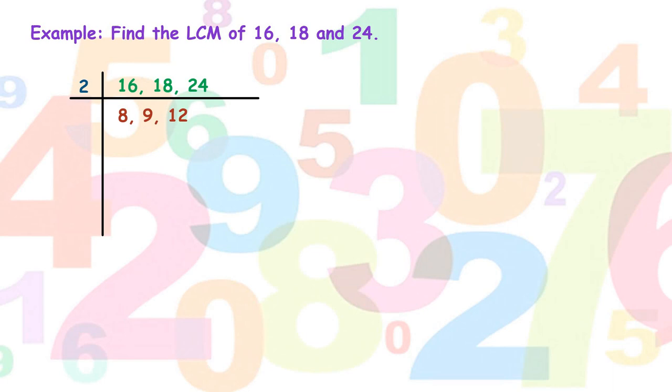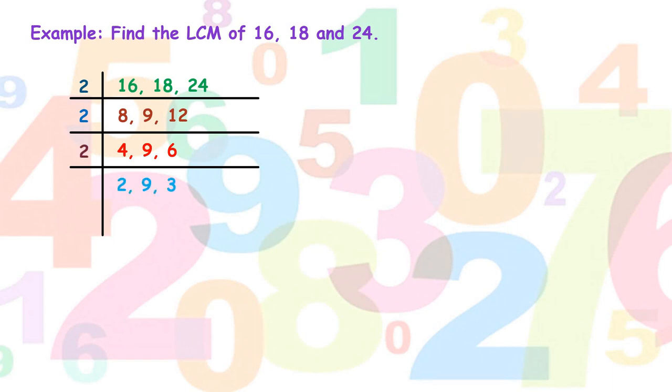We take the number by which we are able to divide the maximum number of numbers. So we take 2 again. It will give 4, 9 and 6. 9 is not divisible by 2, so we will not touch it. Again, we'll take 2 and it will give us 2, 9 and 3.